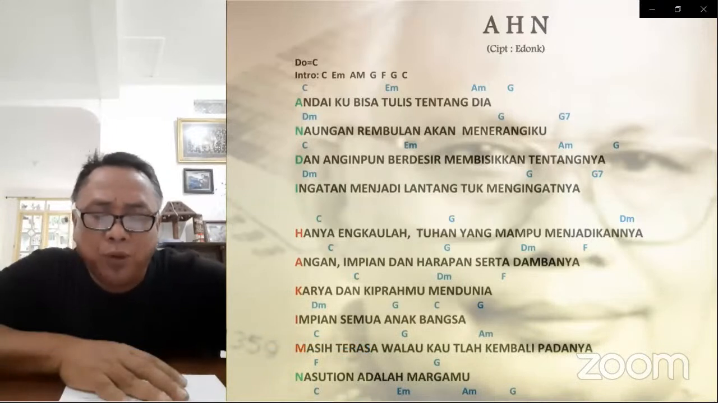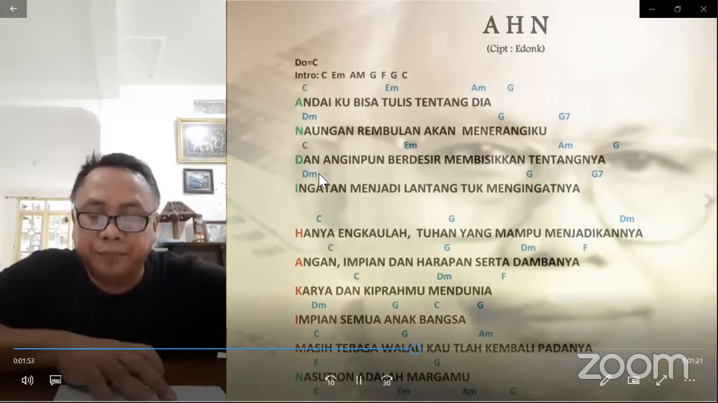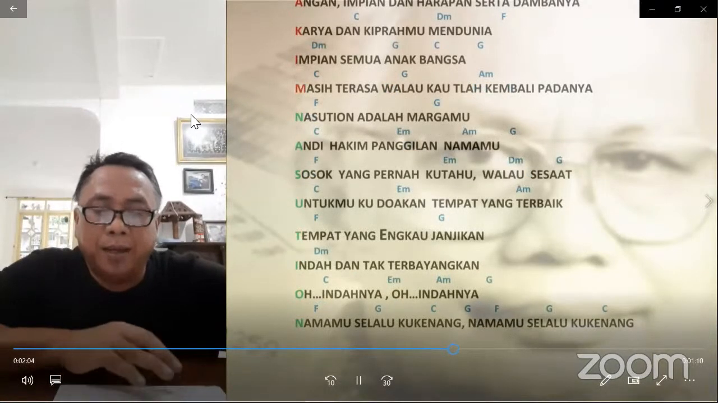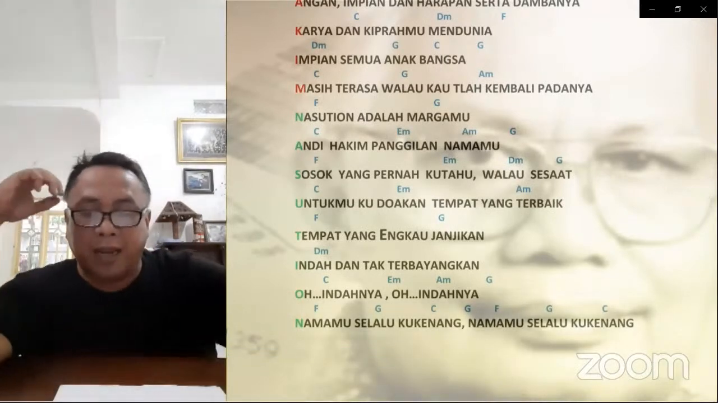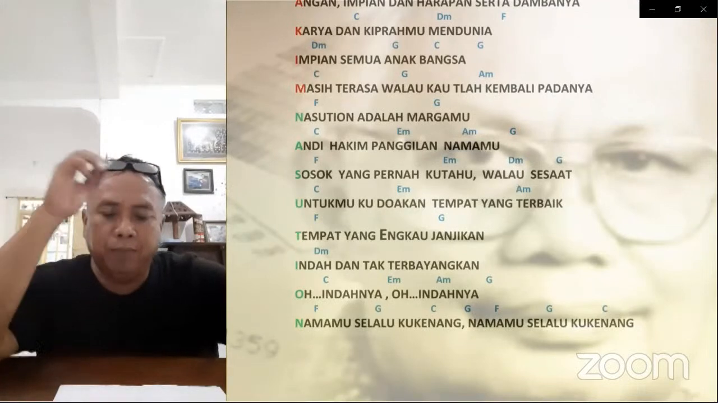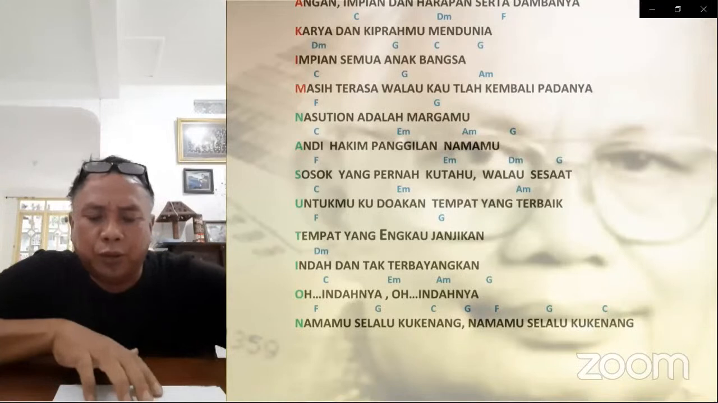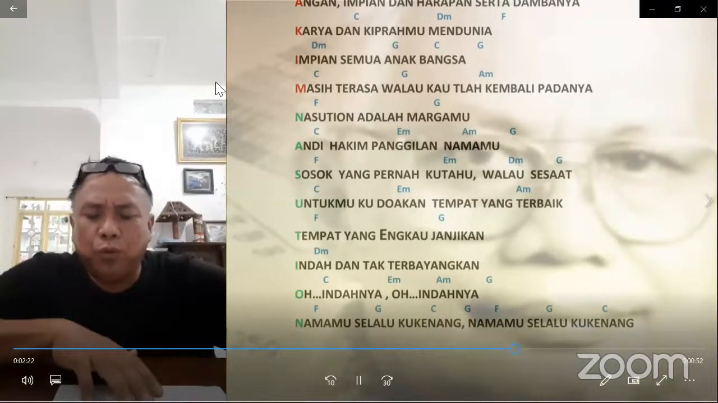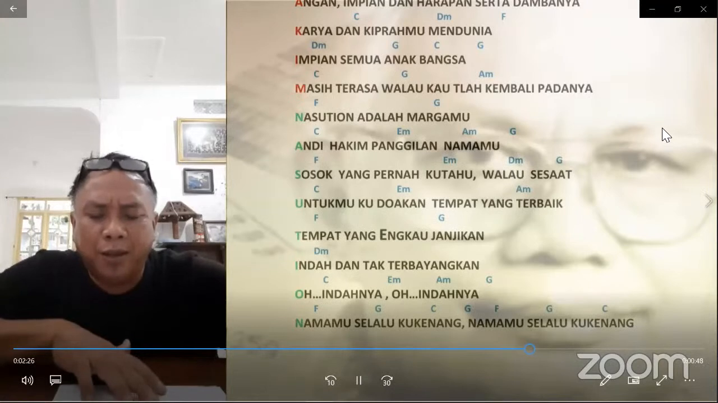Karya dan kiprahmu mendunia, impian semua anak bangsa. Masih terasa walau kau telah kembali padanya. Nasution adalah margamu. Andi Hakim panggilan namamu. Sosok yang pernah kutahu walau sesaat. Untukmu kudoakan tempat yang terbaik, tempat yang Engkau janjikan indah dan tak terbayangkan.